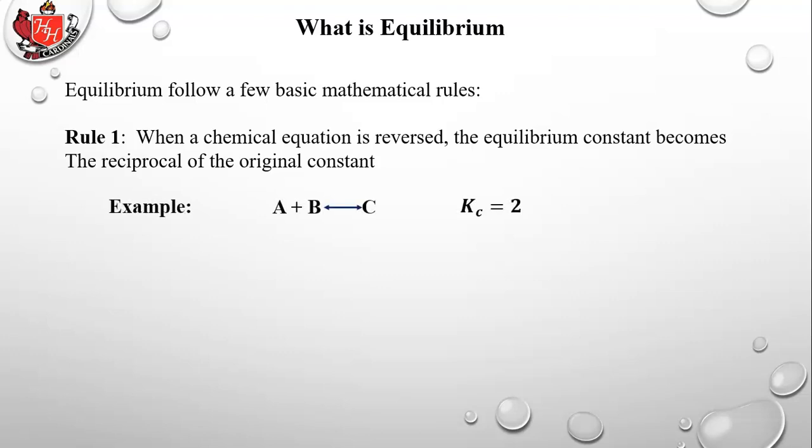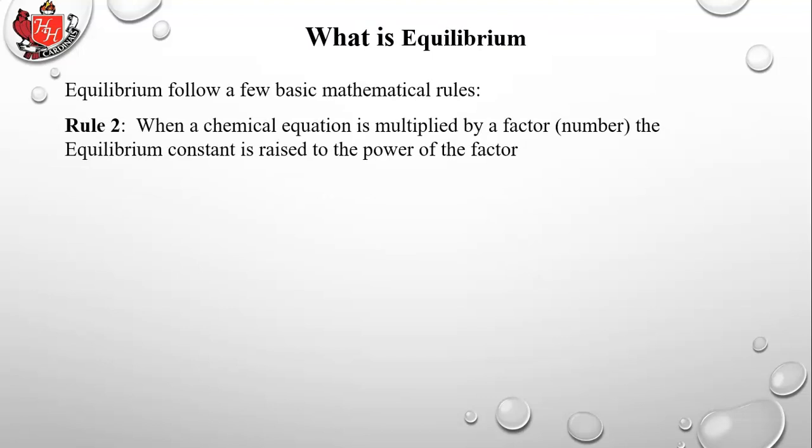So here we go. If you have A plus B produces C, and let's say that the equilibrium constant is 2, if you flip that reaction around, C produces A plus B, you take the reciprocal of 2, 1 over 2. So it's not like Hess's law where you'd put a negative sign in front of the 2. That's not it at all. You take the reciprocal.